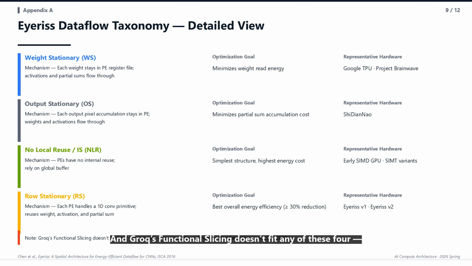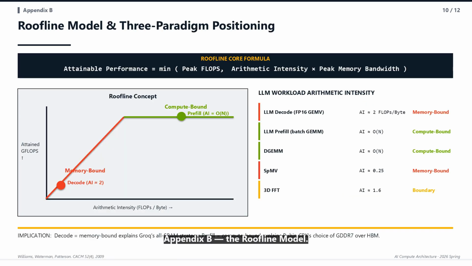And Groq's functional slicing doesn't fit any of these 4. It's a new spatial pipeline category. Appendix B: the roofline model.